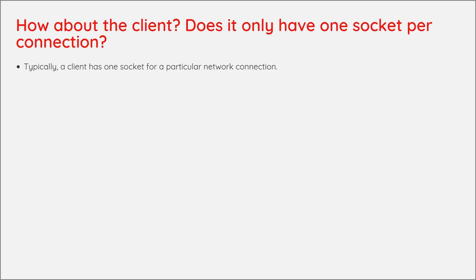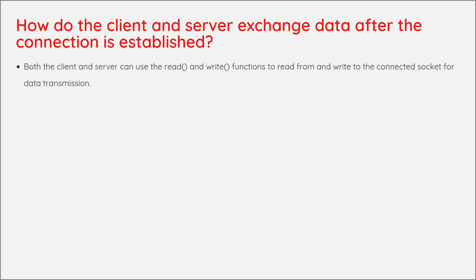Does it only have one socket per connection? Typically, a client has one socket for a particular network connection. How do the client and server exchange data after the connection is established? Both the client and server can use the read and write functions to read from and write to the connected socket for data transmission.